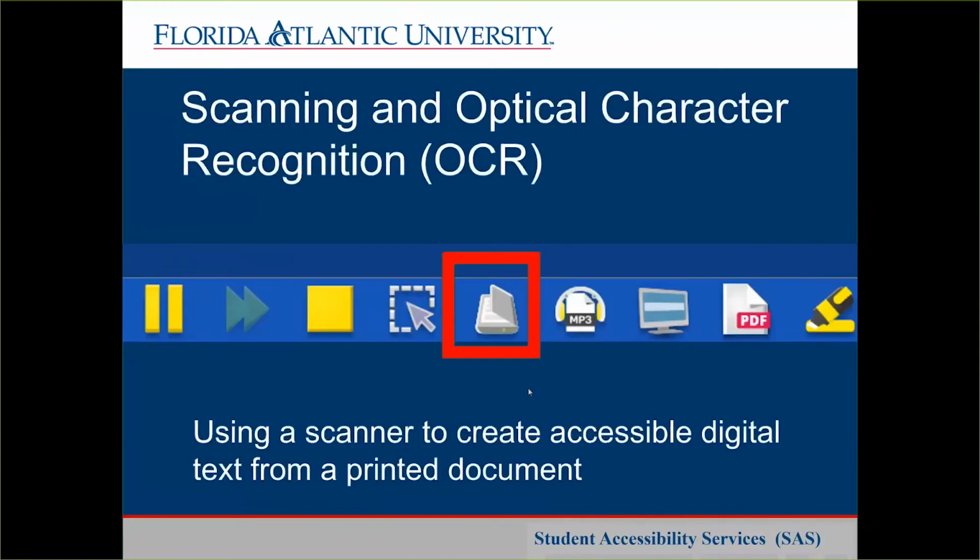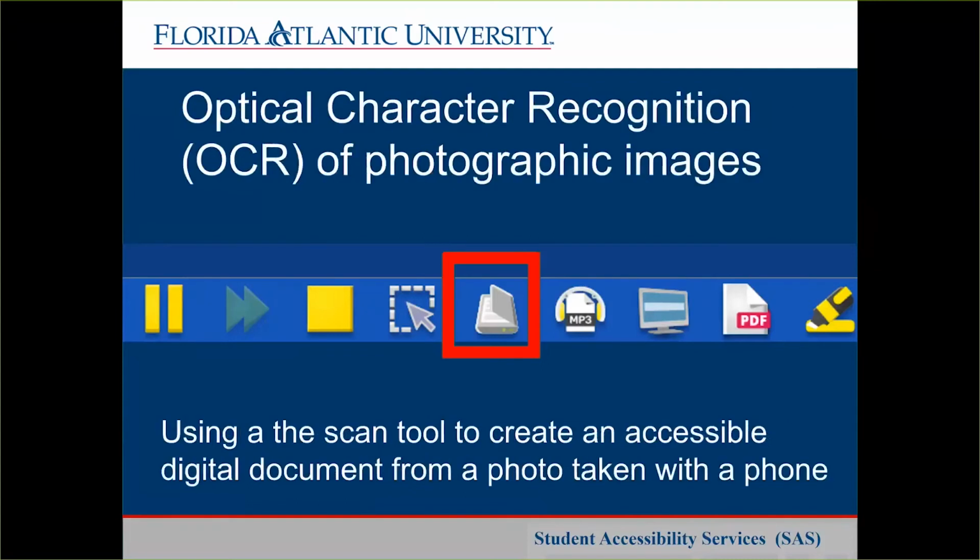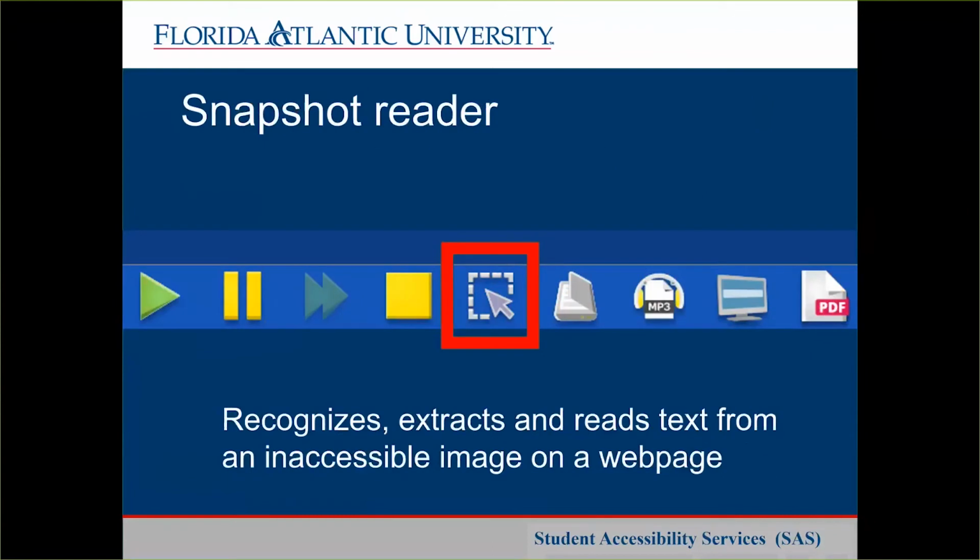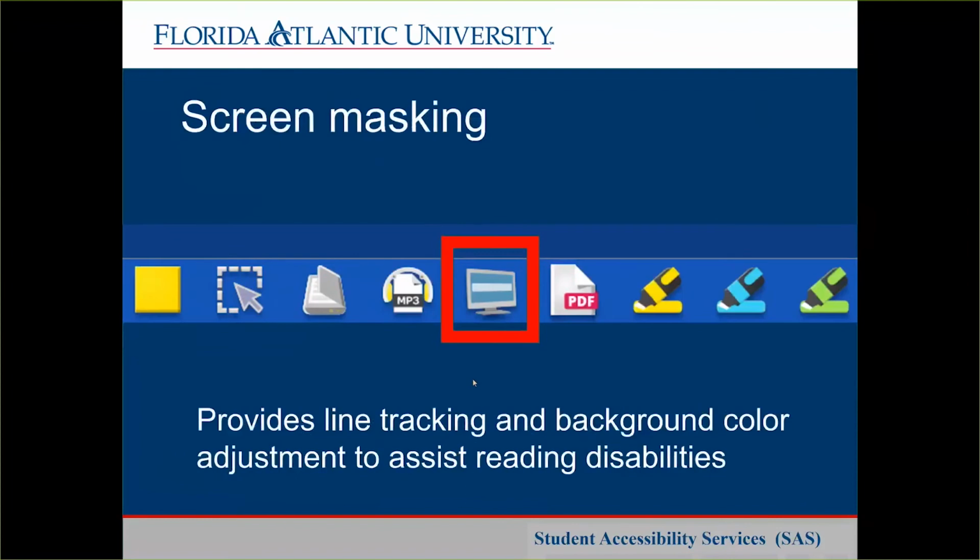We have the ability to scan, so we can actually hook up a scanner to our laptop or our desktop computer, and we can scan a page, and then we can actually get it converted into digital format, and it will then allow us to use it and read it back to us. We can also do optical character recognition on other documents. We can use a snapshot reader, which allows us to take a completely inaccessible piece of text in a web page, in a picture, and we can extract that and turn it into digital text, which is very, very useful.